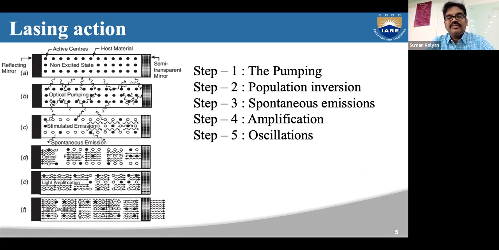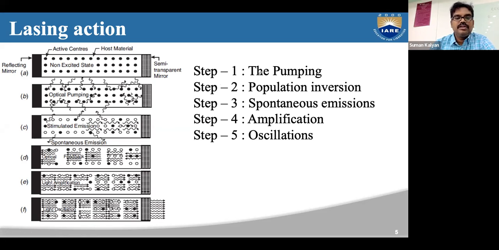So what happens is lasing action. As I said just now, there will be three particular components. So how does this lasing action take place? I have almost explained everything just now. So in step one, there will be pumping.